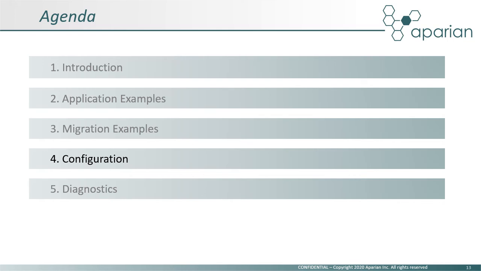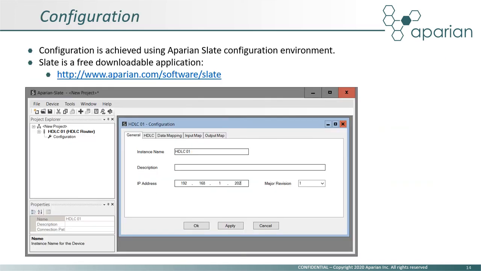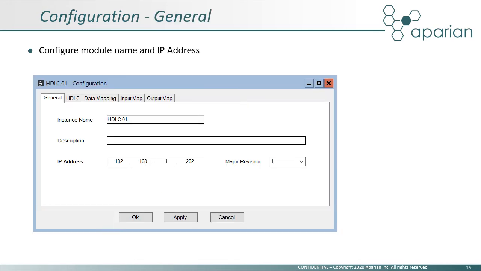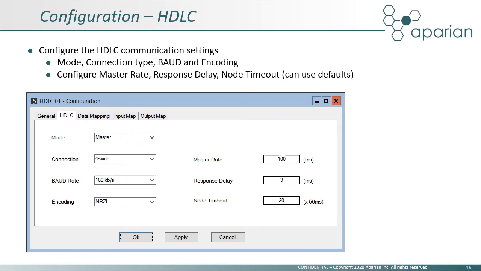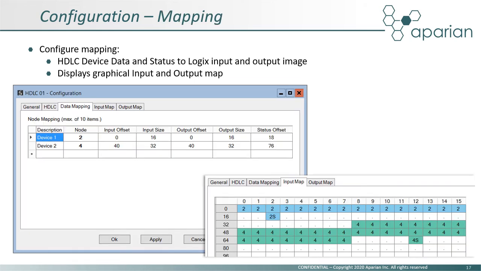In the following section, we will provide a basic overview of the configuration required for the HDLC router and how that translates into a working solution. All Aparian modules are configured using the Slate configuration utility, which can be freely downloaded from the Aparian website. In the general configuration, the module requires a name and an IP address for the Ethernet network. The HDLC section of the configuration allows the user to configure the various modes and settings required for the HDLC operation. The data mapping section allows the user to configure which HDLC nodes must be communicated with when operating in HDLC master mode, or which HDLC nodes must be emulated when operating in HDLC slave mode.